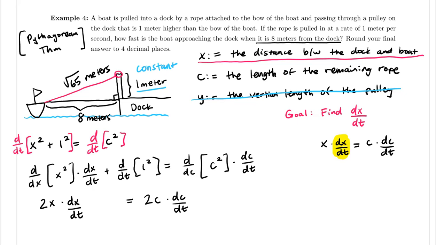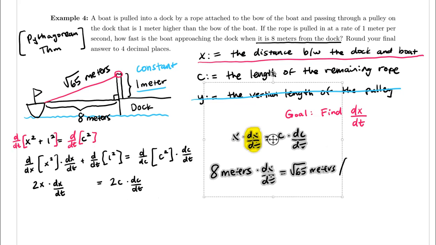That means that I should be able to come up with a numerical value for every other unknown. So x at that moment is 8. And why don't I put units and practice good habits? So it'd be 8 meters times dx/dt is equal to the square root of 65 meters. I'm running out of space. And then I want to multiply this by dc/dt.